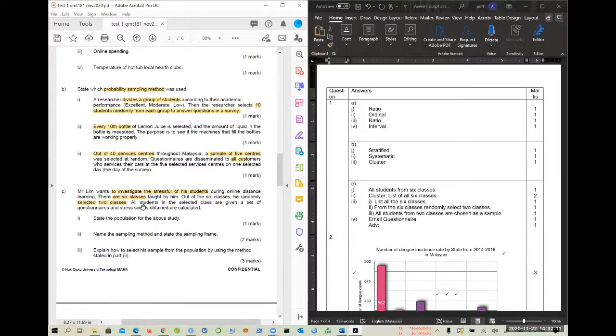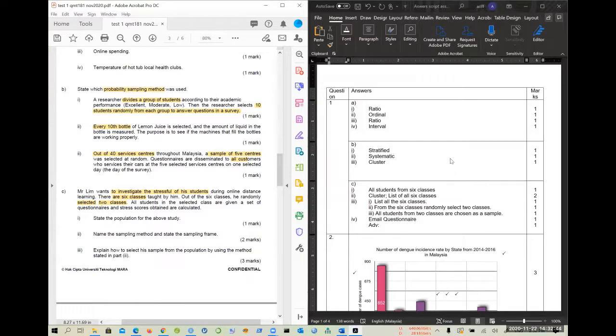Okay. And then dia kata all students in the selected class are given a set of questionnaire and stress score obtained are calculated. Okay, that is the situation. So state the population for the above study. Right now the population will be all students in Mr. Lim's classes. So all students from 6 classes, ataupun you boleh katakan all students that take Mr. Lim's classes. Boleh juga, tak ada masalah.